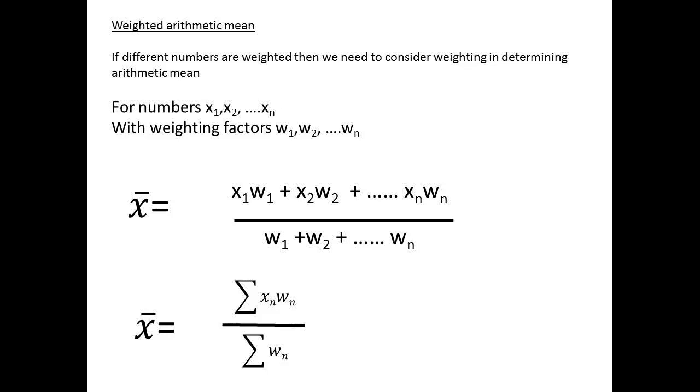We can write this using our sigma notation. X bar equals sigma xn multiplied by wn divided by sigma wn.